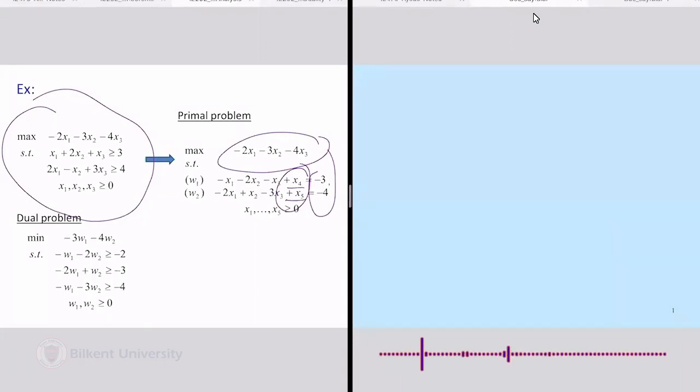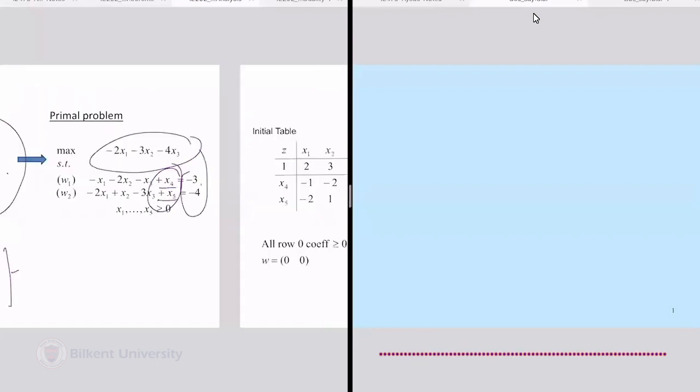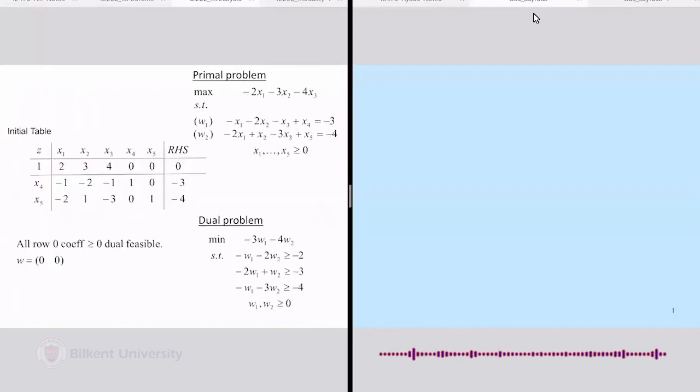Let's in the meantime look at the dual problem. My dual problem is minimizing minus 3w1 minus 4w2 subject to these constraints. Okay, this is canonical form. This is the version of it. Okay, table. This was our primal, right? Let's look at the table then. This is my table. My dual row zero is non-negative, but my right-hand side is not.